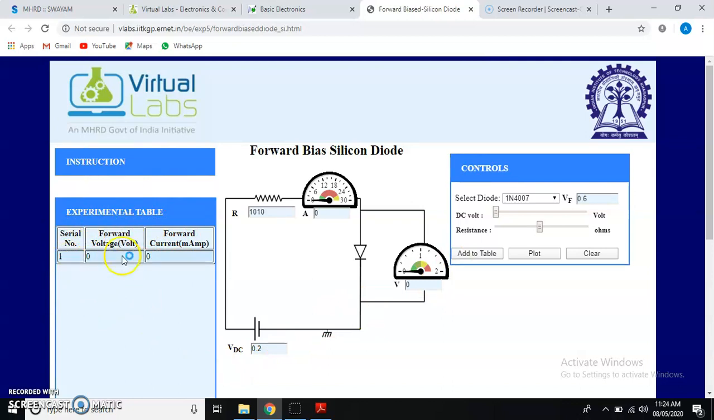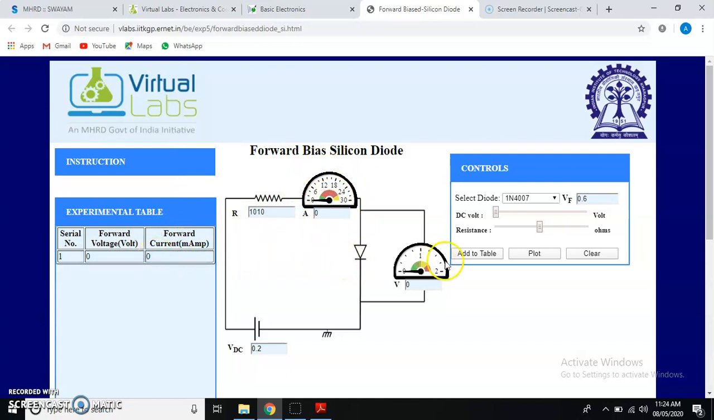Serial number column, the forward voltage. Forward voltage means which voltage? This voltage across the diode, which we call VD, voltage across diode, or VF, forward diode voltage. And forward current is this particular reading. This current reading is specified here.